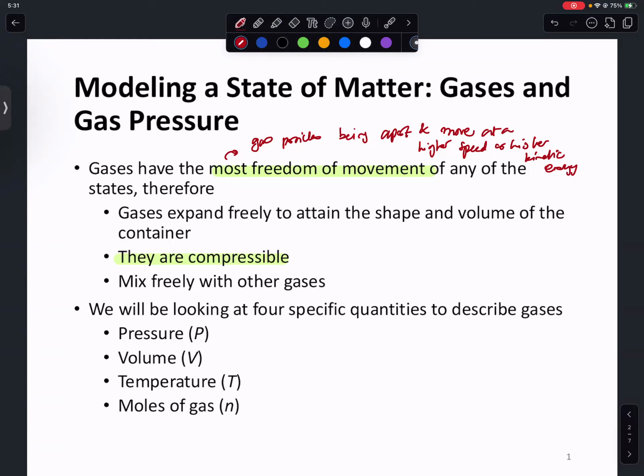And to describe the properties of gases, we will be looking at four quantities, which are pressure, volume, temperature, and then moles of gas. And you will see later that we will be using these specific quantities in gas laws and in gas stoichiometry.